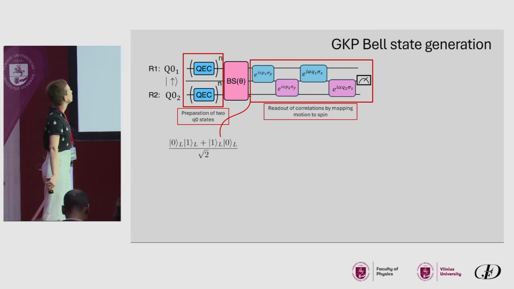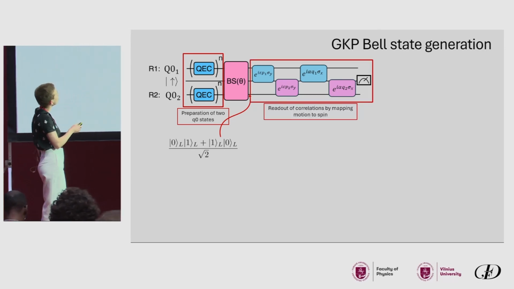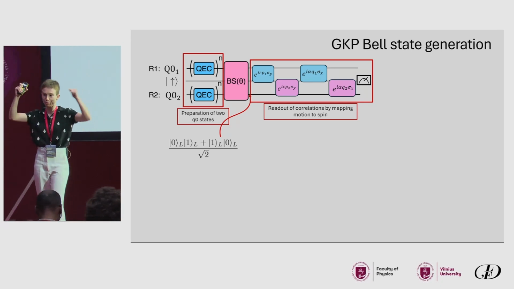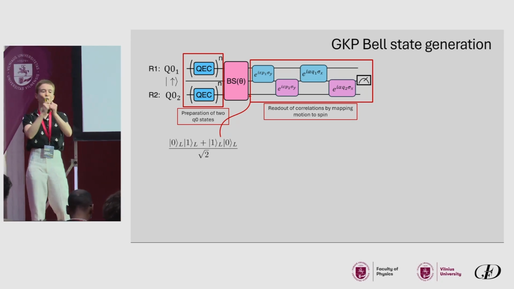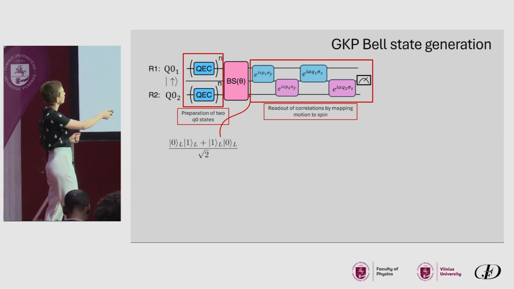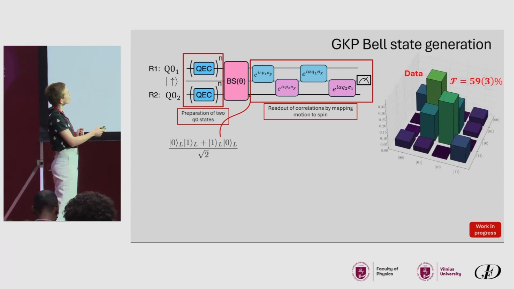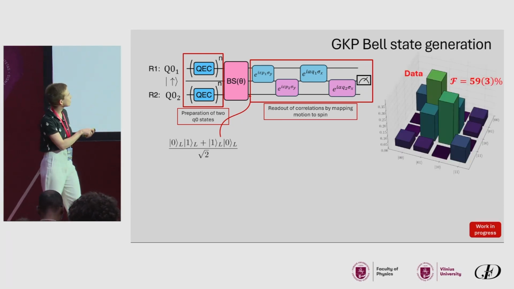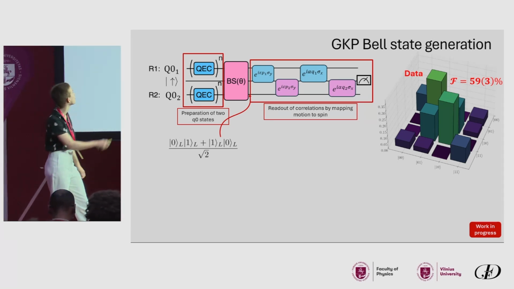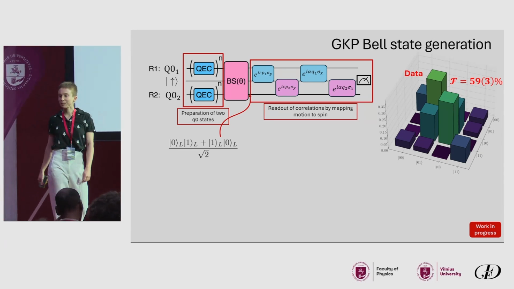And then we do the readout. The readout is done by mapping the correlations between our two oscillators onto our single spin, and then we can read out the spin. So we can then reconstruct the density matrix of our GKP Bell state.